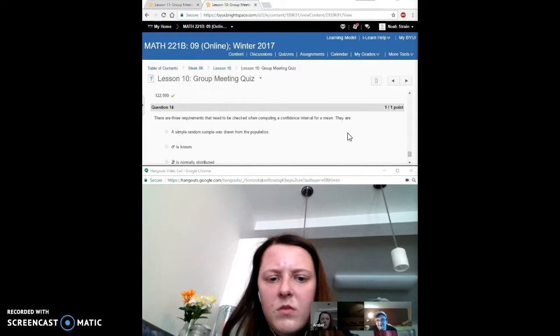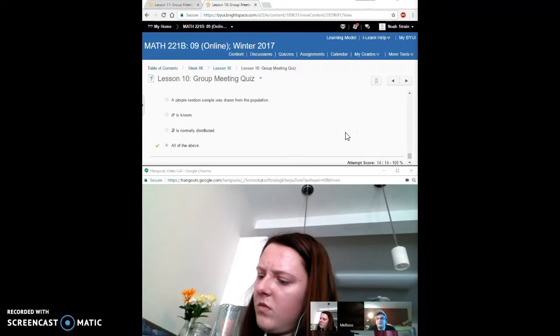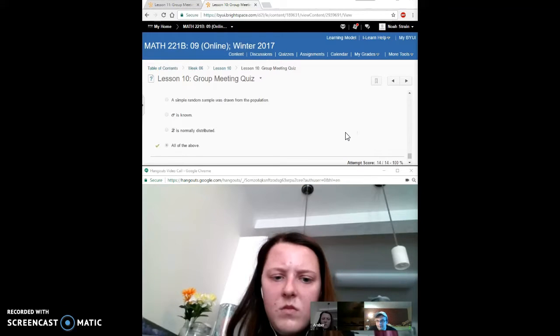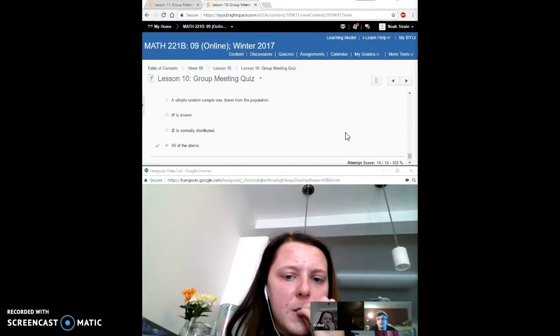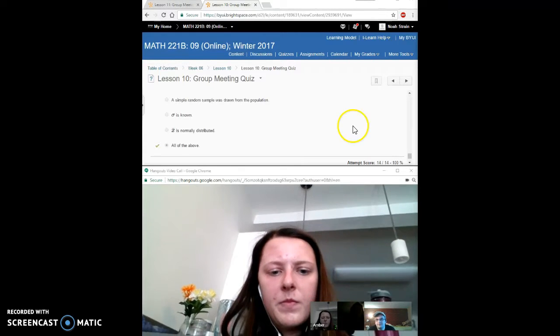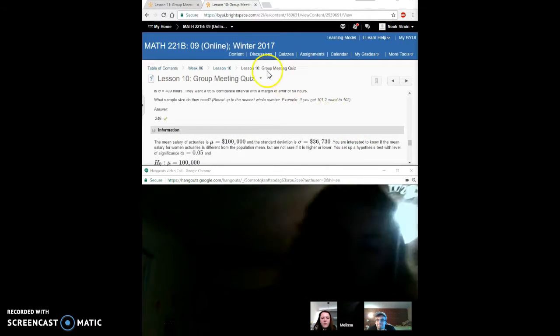There are 3 requirements that need to be checked when computing an interval for a mean. They are: a simple random sample was drawn from the population, the standard deviation is known, and the population, or the sample mean, is normally distributed. And that's it for lesson 10.